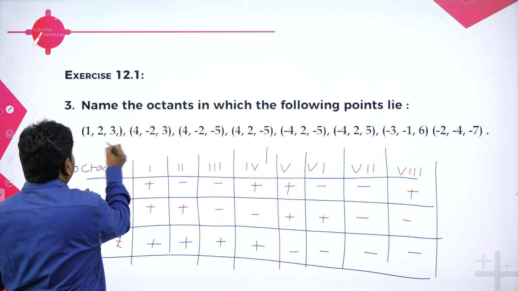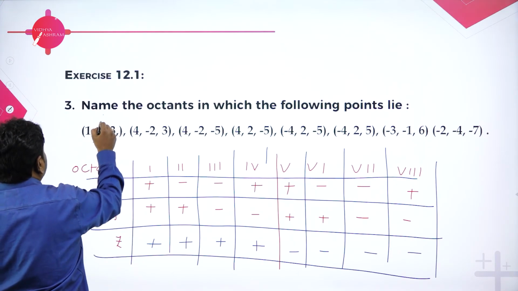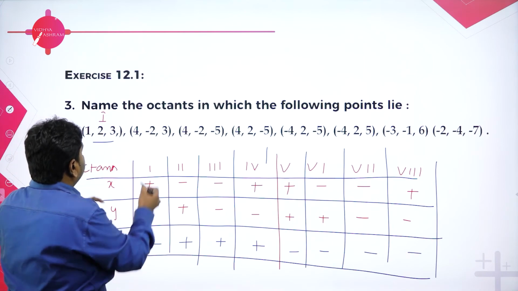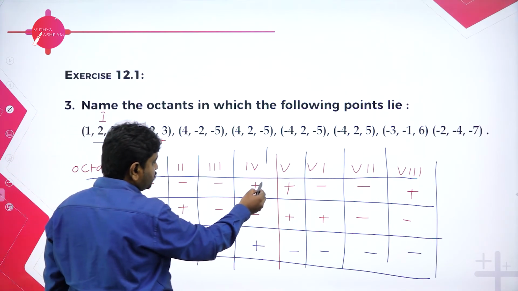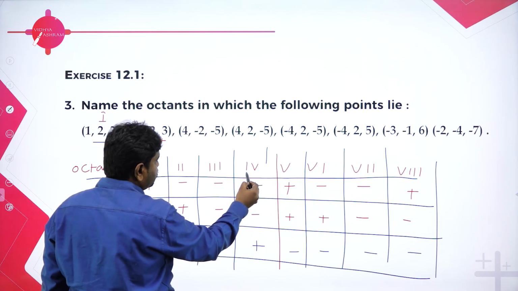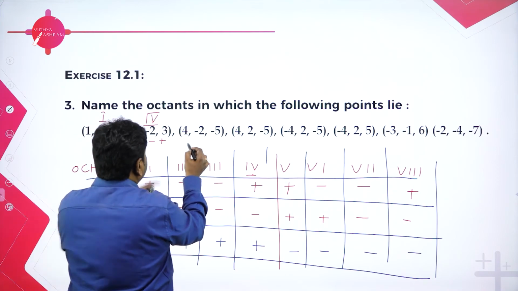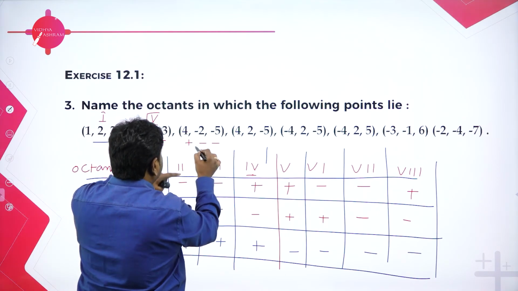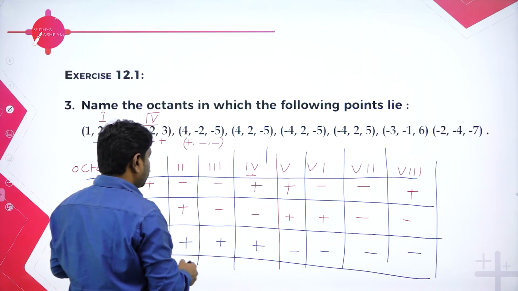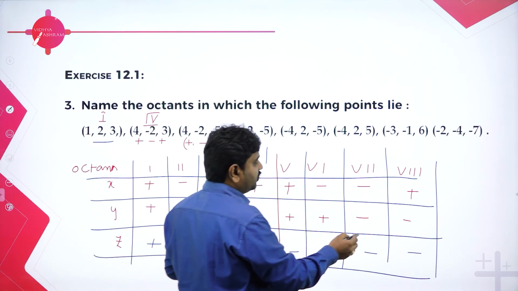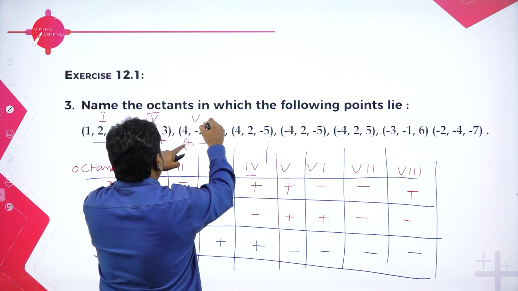Now 1, 2, 3 are all positive. All positive means this belongs to the first octant. And here plus minus plus is there. Search for plus minus plus. Plus minus plus is in which octant? Fourth octant. So the second point is in the fourth octant. And here plus minus minus: positive, negative, negative. Search for plus minus minus. Plus minus minus means the last octant, so this is in the eighth octant.